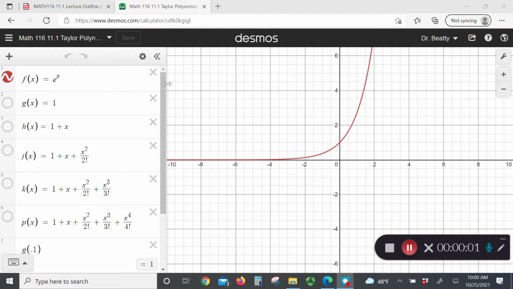We're going to talk about Taylor polynomials in chapter 11. And so I just want to start out with an exploration, and I can put the link to Desmos in our Blackboard shell so that you can go over this as well.